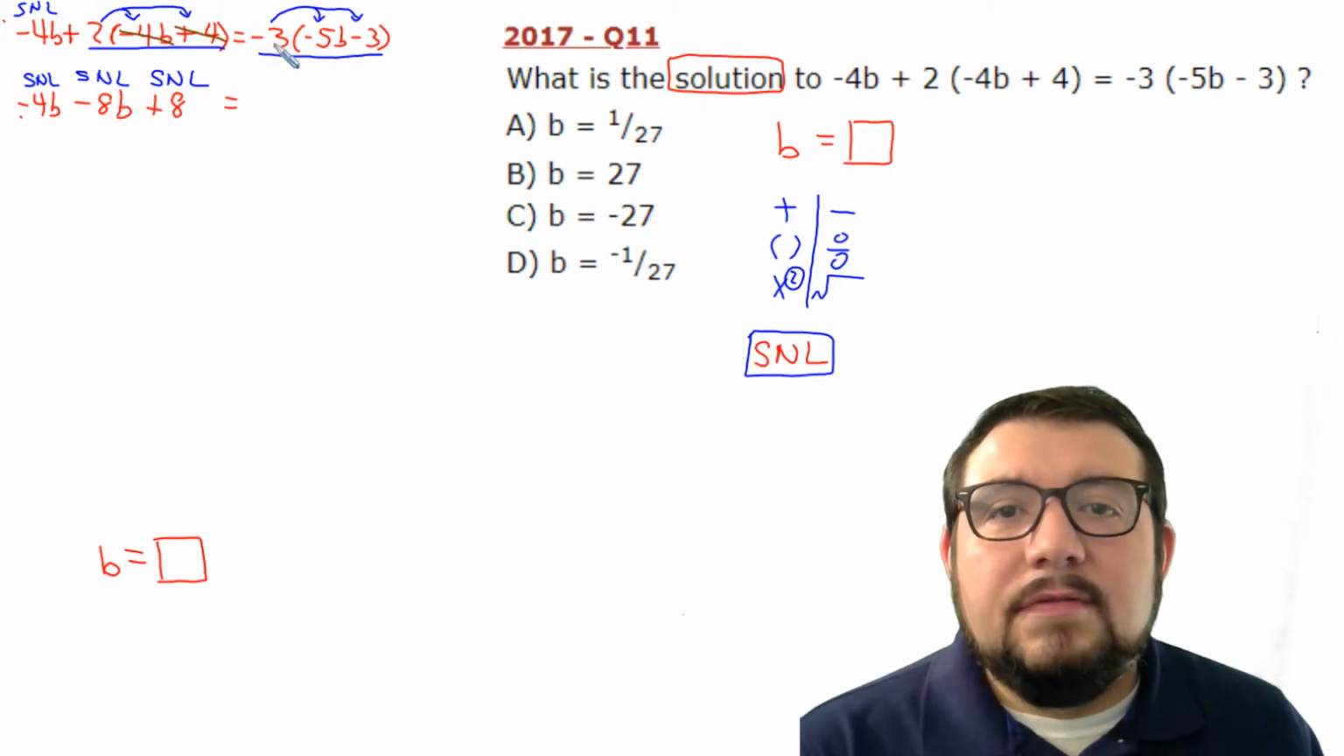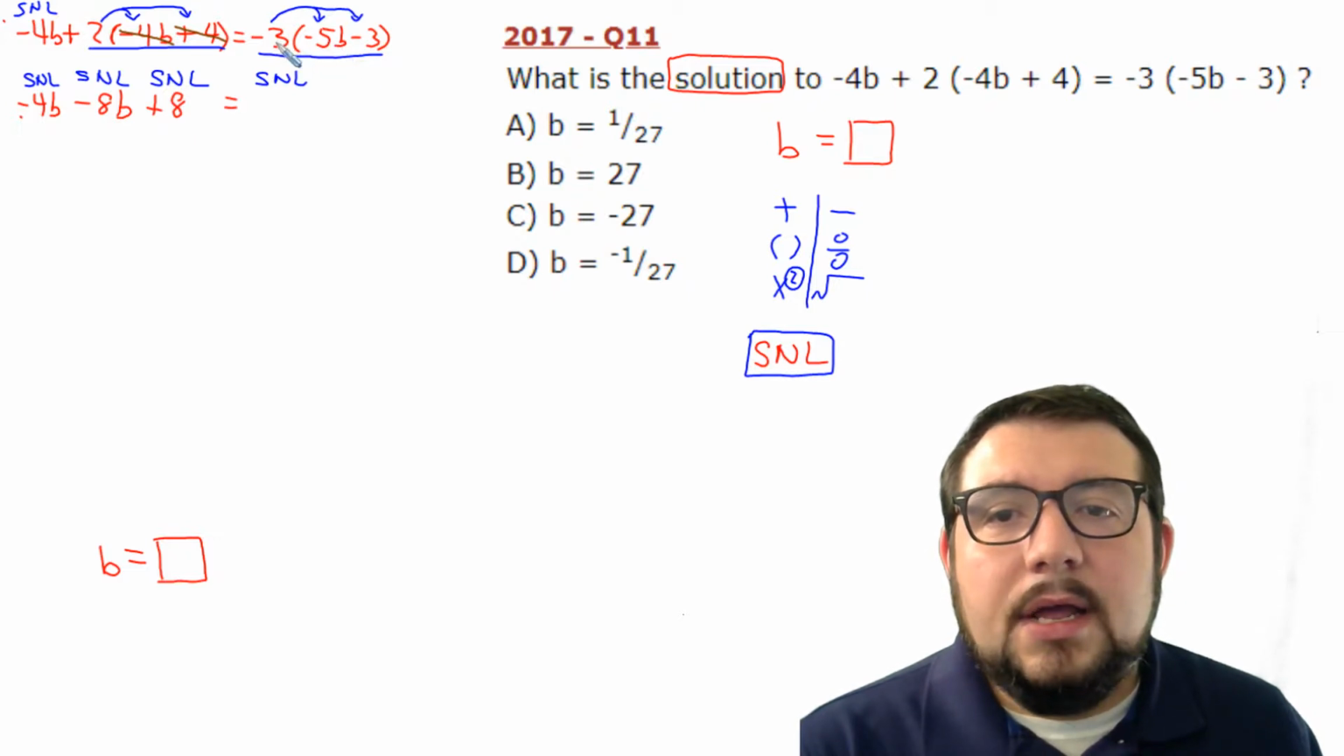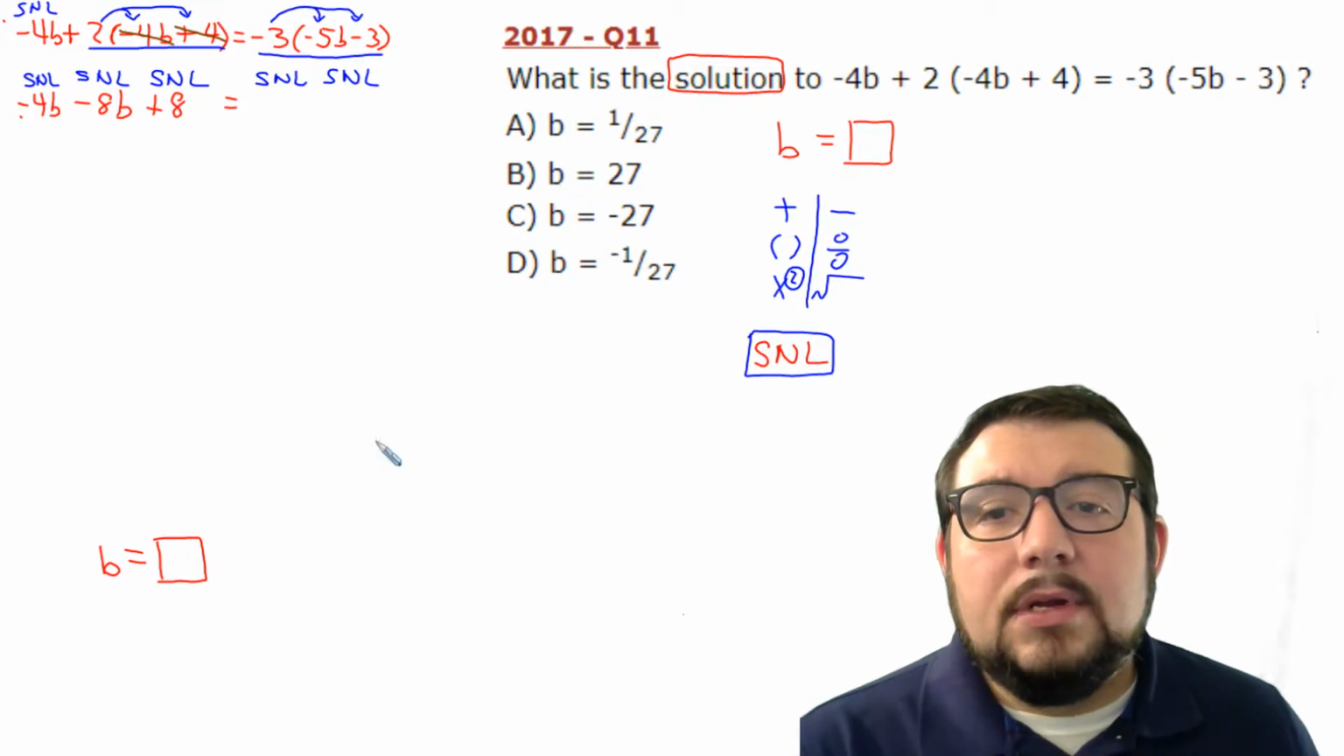Okay, so I'm going to take this -3 term and I'm going to multiply it with the -5b and also with the -3. Well, how can I do it easily? Well, I can put sign, number, letter. That's the first terms that I'll multiply, and then the second set that I multiply is going to make me another term. So sign, number, letter.